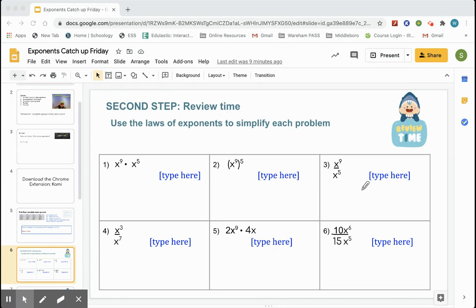The third example, we're dividing in bases of the same. I want to remind you, you divide where the larger exponent is. So in this case, the larger exponent of 9 is in the numerator. So I'm going to bring this up. And I'm going to divide by 5. So x to the 9 divided by 5 is x to the 4th power.